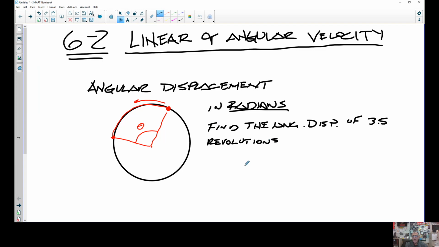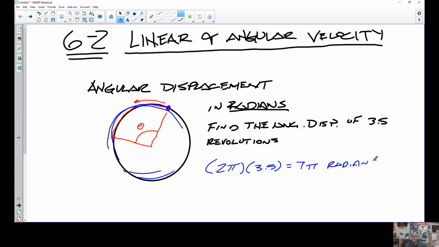Well, think about what that means. If I have an object starting here and it goes around this circle 3.5 times, how many radians has it passed through? An easy way to think about that: if it rotates one full rotation, how many radians has it passed through? Well, how many radians are in an entire circle? 2 pi. So it's rotated 2 pi radians in one complete circle, and it did 3.5 revolutions, so we just multiply 3.5 times 2 pi, and you would have 7 pi radians.